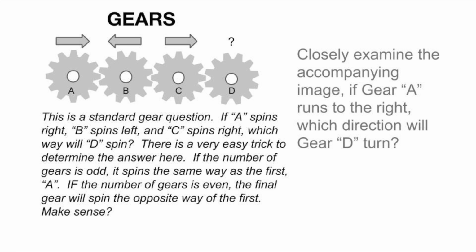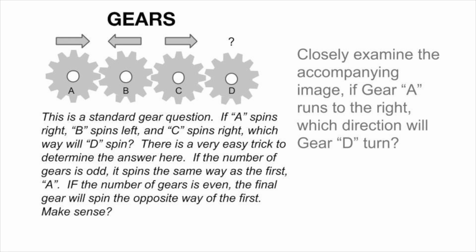This is a standard gear question. If A spins right, B spins left, and C spins right, which way will D spin? There is a very easy trick to determine the answer here. If the number of gears is odd, it spins the same way as the first, A. If the number of gears is even, the final gear will spin the opposite way of the first. Make sense? Problems like these are simple when you know the shortcut.